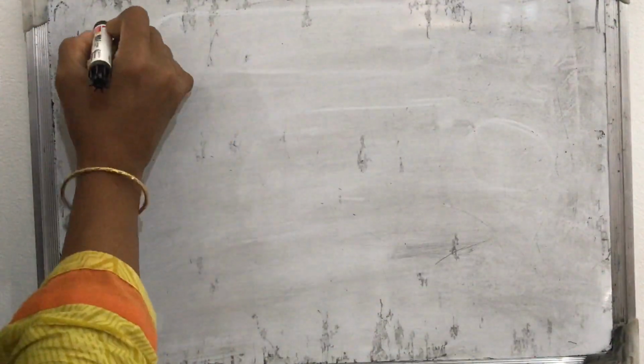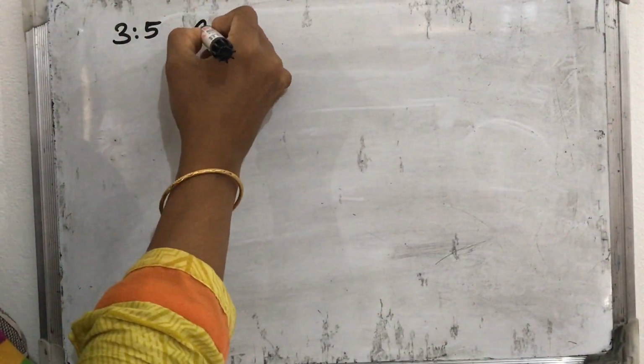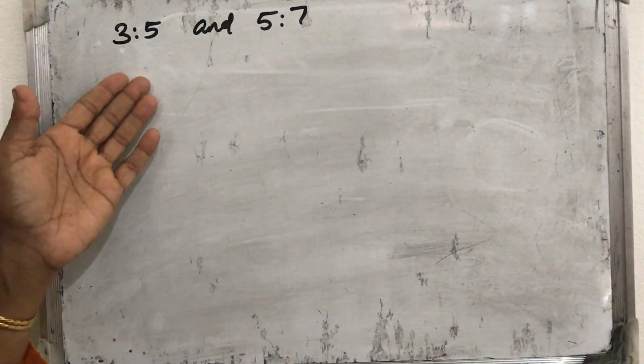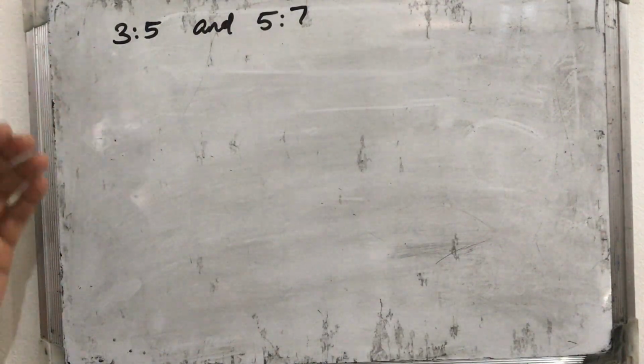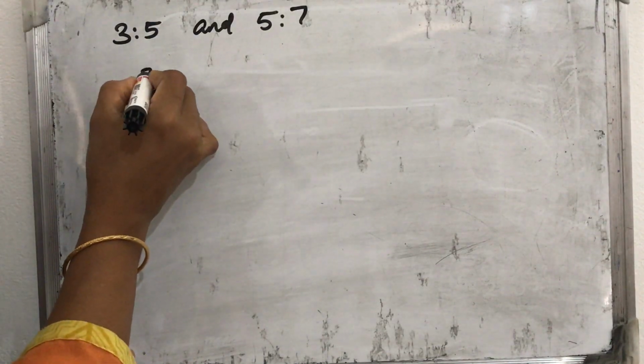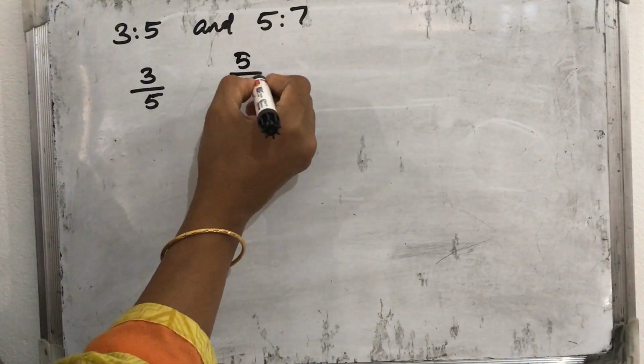Question number 3. Compare the following ratios. The ratios given are 3:5 and 5:7. We want to compare these two ratios, to know which ratio is greater and which is smaller. For comparing ratios, it is better to convert the given ratio into fraction form. So 3:5, how can we write it in fraction form? 3/5, and 5:7 we can write as 5/7.